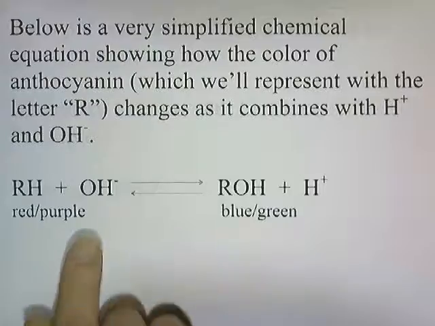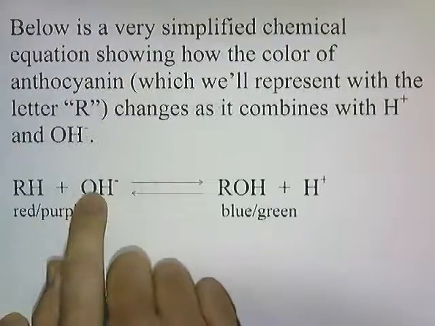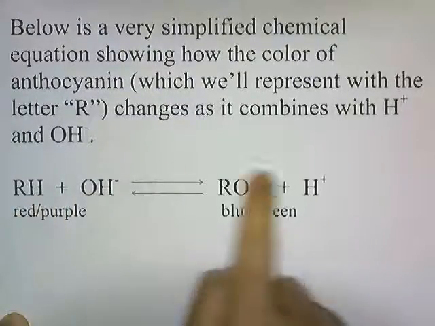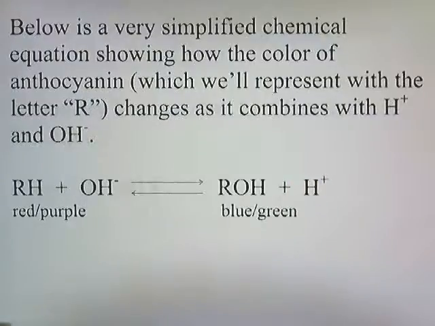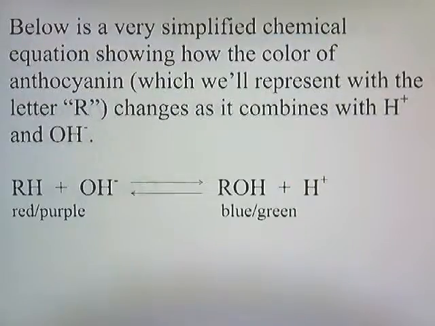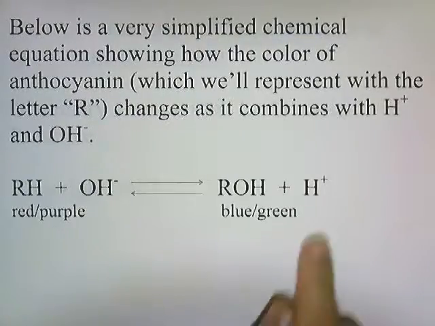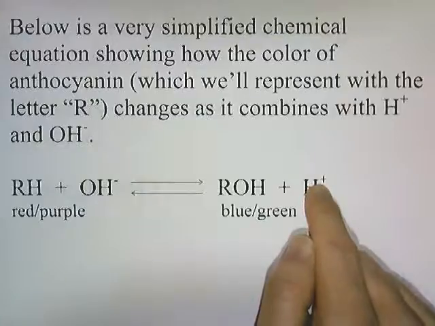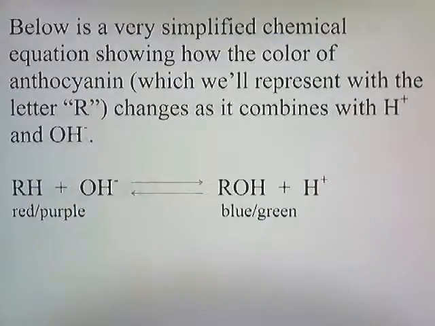So if you add OH to the system, the equilibrium will shift to the right and the solution will turn from a red-purple color to a blue-green color. And one way to increase the amount of OH is to add ammonia to the system, which I'm going to demonstrate in a bit. And then if you add H+ to the system, the equilibrium will shift to the left and the solution will turn from a blue-green color to a red-purple color. One way to increase the amount of H+ is to add vinegar to the system.